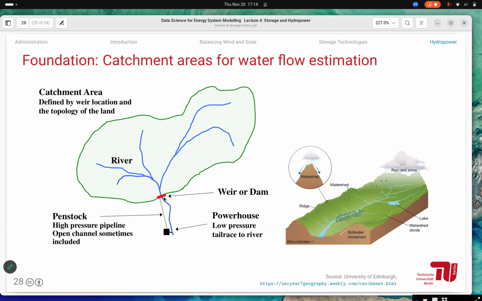But one important parameter is, what is the time series of the water flow at the location where I want to extract the water for the turbine, for the generation? And for that, I have to look at the geography. I have to look at the height differences, and I have to calculate the so-called catchment area. This is the area where, when you have precipitation, this water will ultimately end up at this point, unless it evaporates, of course, or goes into the groundwater.